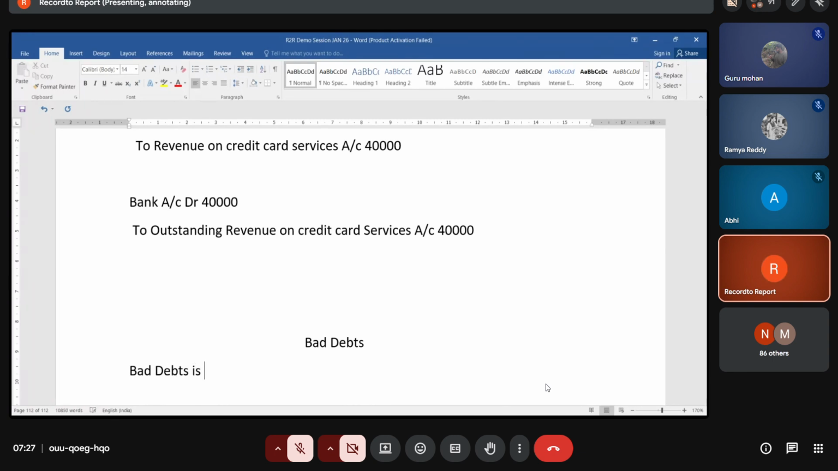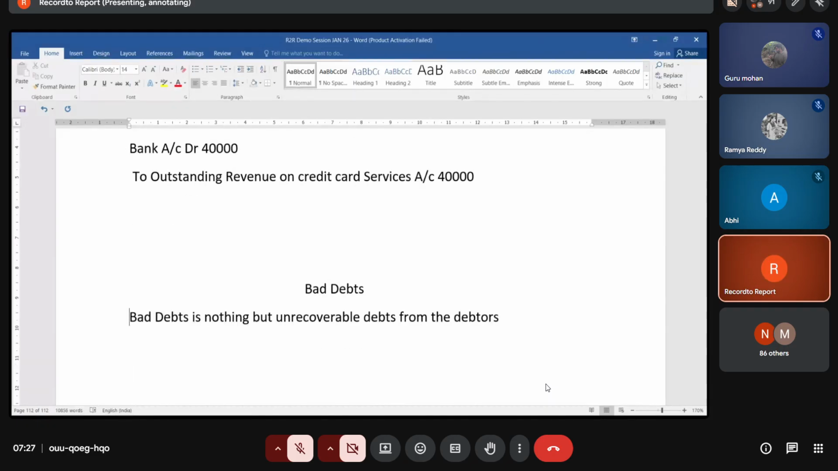Bad debts is nothing but unrecoverable debts from the debtors. Bad debts is nothing but unrecoverable debts from the debtors. So bad debts is a loss, a loss to the company.